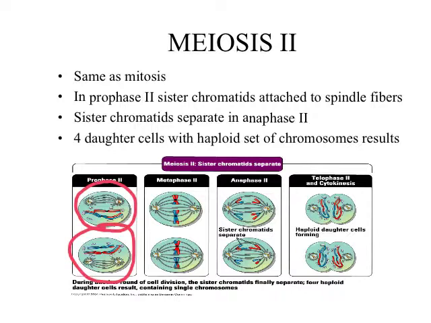So instead of going phase by phase, basically what happens is that in metaphase we get the meeting of those chromosomes in the middle. Then in prophase 2, the sister chromatids are being attached to the spindle fibers, and in anaphase 2 we get the pulling apart of the sister chromatids. So we get in the end 4 daughter cells with a haploid set of chromosomes. Okay, so these guys will split into 4 daughter cells.